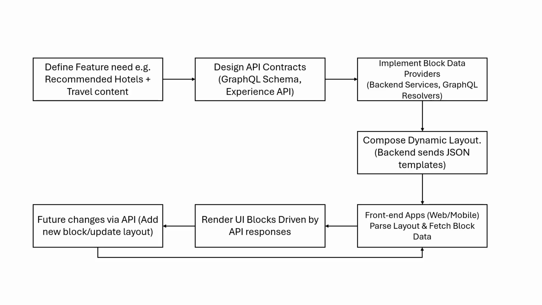And for example, if in future we have to add a new block or update a layout, we simply take the same process. The front end will define the feature, the backend will define the contract with the data layout, and then it will be rendered back to the UI. So these are certain ways in which serverless is being used in microservices or other architectures which are out there.